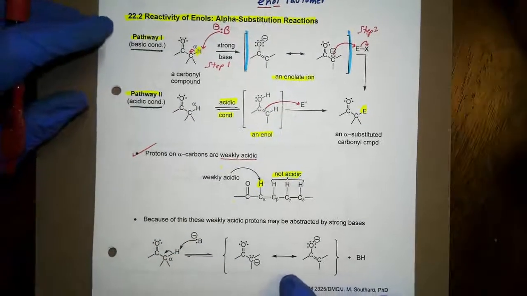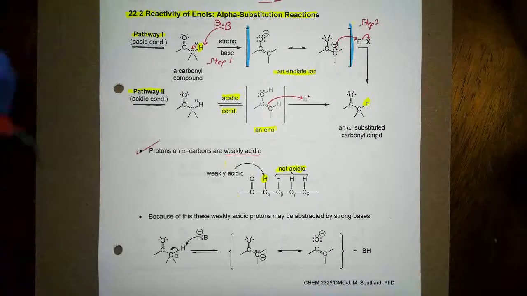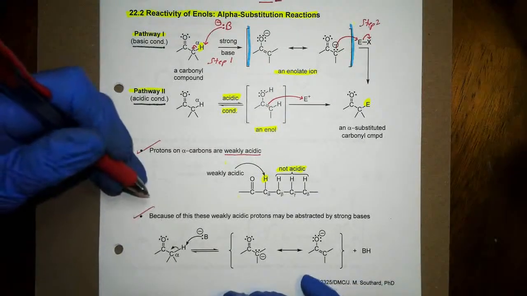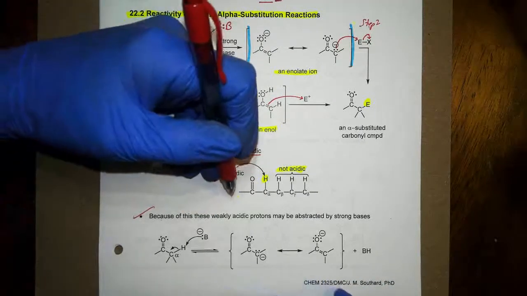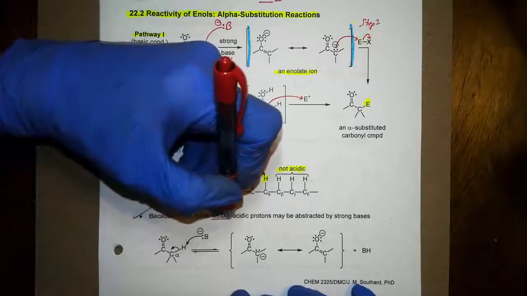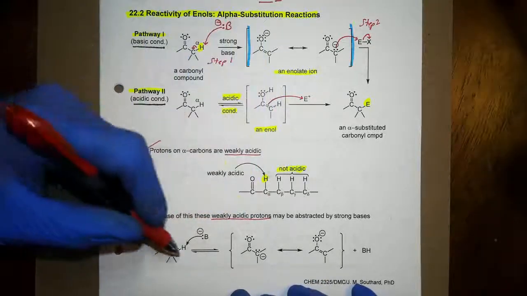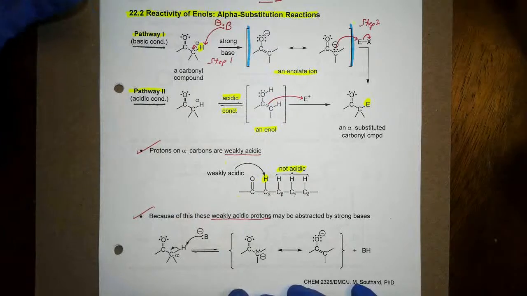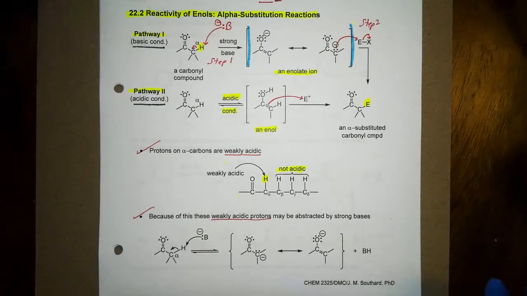So, what's going on? How can we affect this? Well, because of these weakly acidic protons, let's remind ourselves that the pKa can be around 19 or 20, and we'll see later even as great as 10. But for the most part, they're closer to 18, 19, 20, somewhere in there.